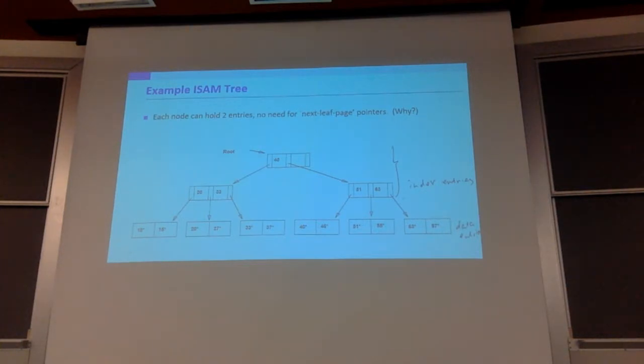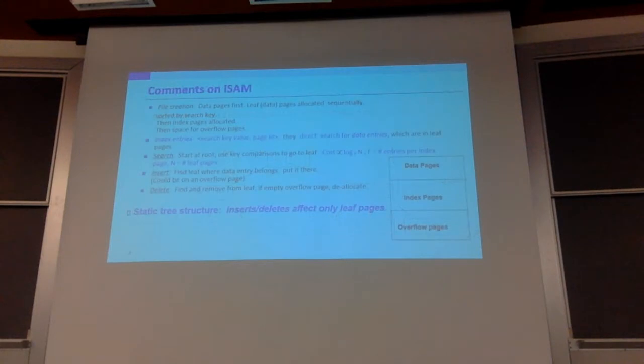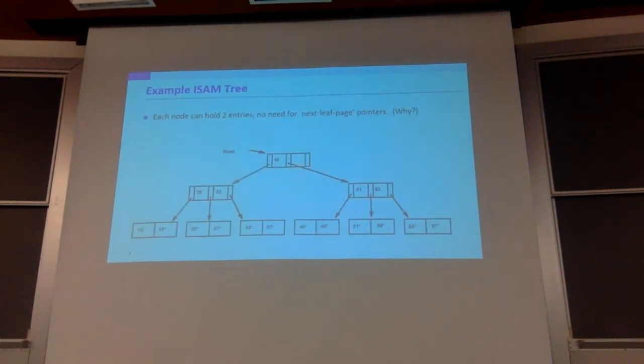We have shown you the pointers. This is the pointer pointing to this page here, and this pointer is pointing to this page. Then, of course, in the data entries, there are pointers pointing to the actual data records in the heap file. So let's see how we do search here. Suppose we want to search for 37. How do we do that?